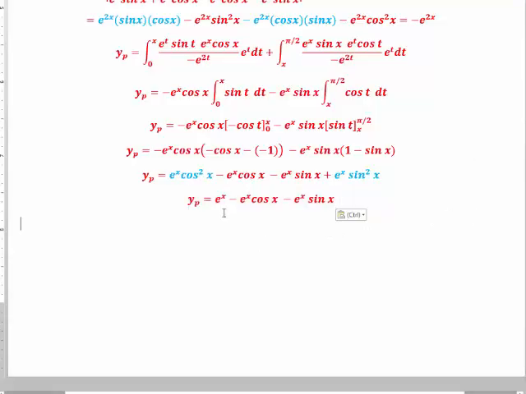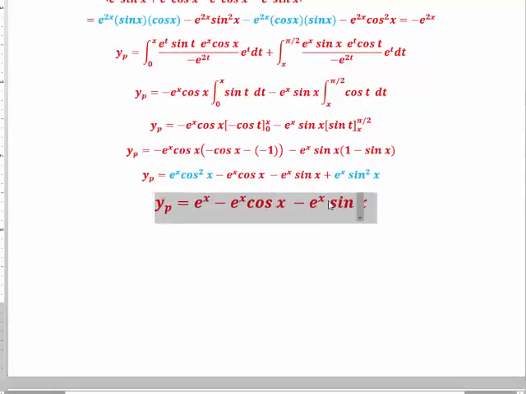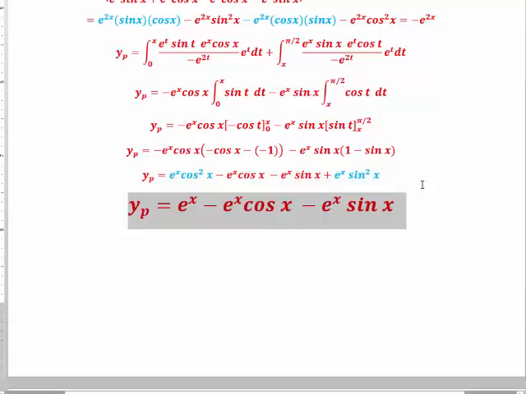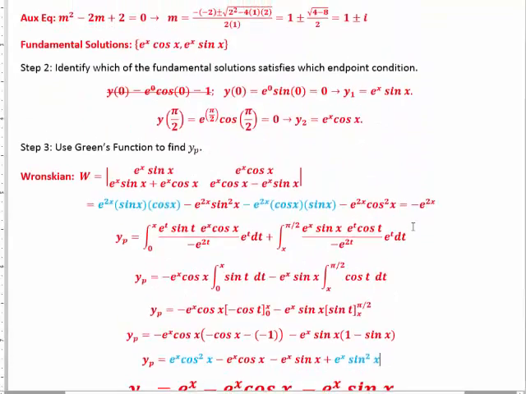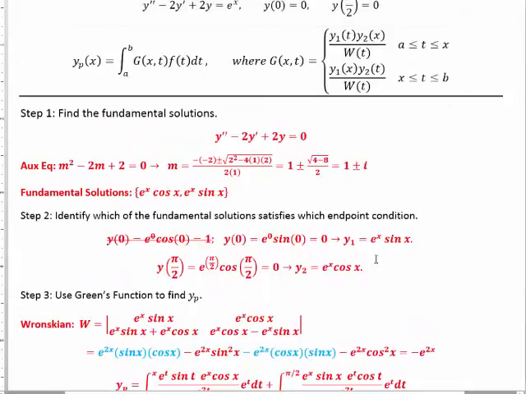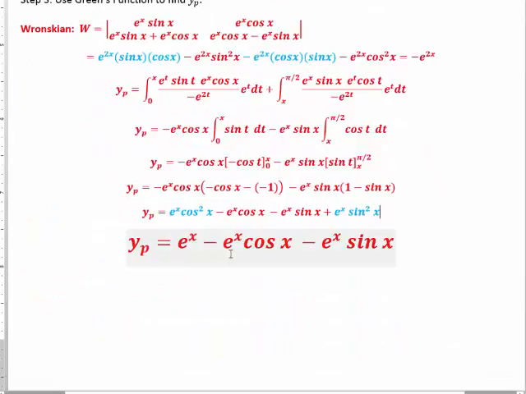So that's it. This is your solution to this differential equation. Okay, we can check by finding the derivative twice and plugging it in here, to make sure we get e to the x. And we can also check by putting 0 and pi over 2 in to make sure that we get the appropriate 0 and the pi over 2. Okay, so I hope that helps, and good luck with your homework.